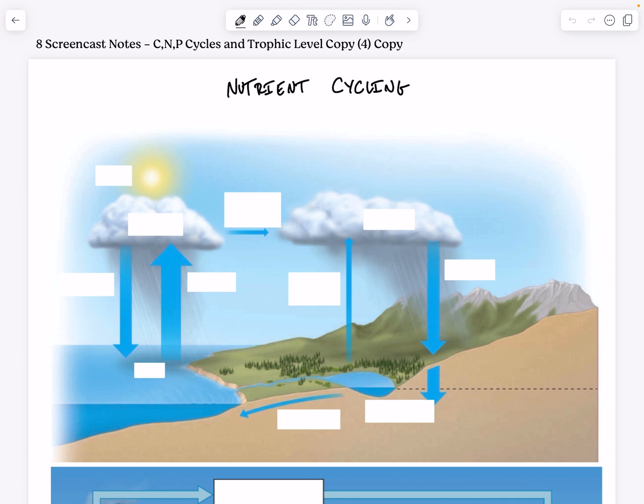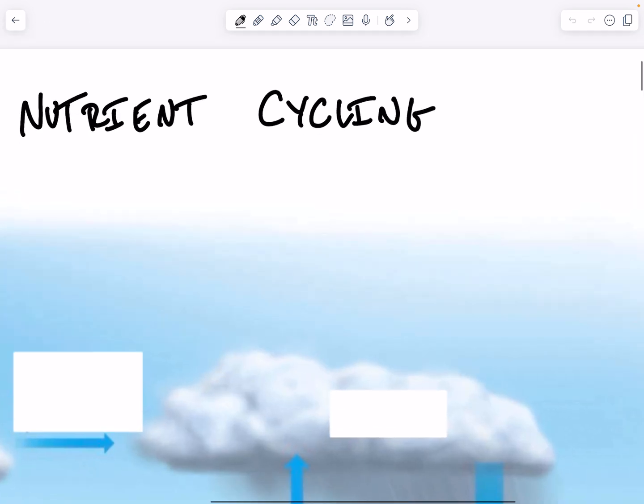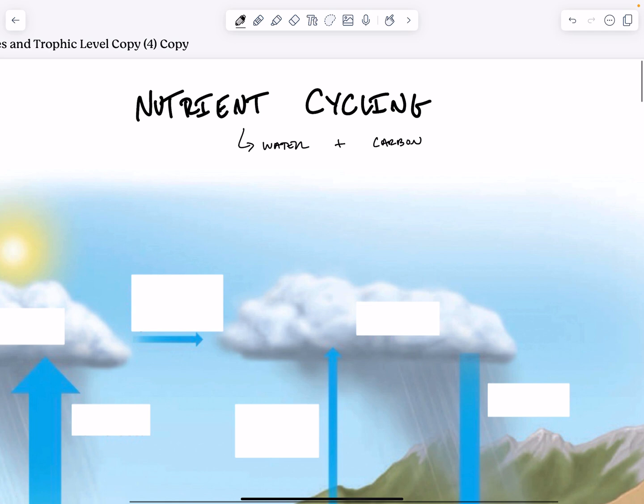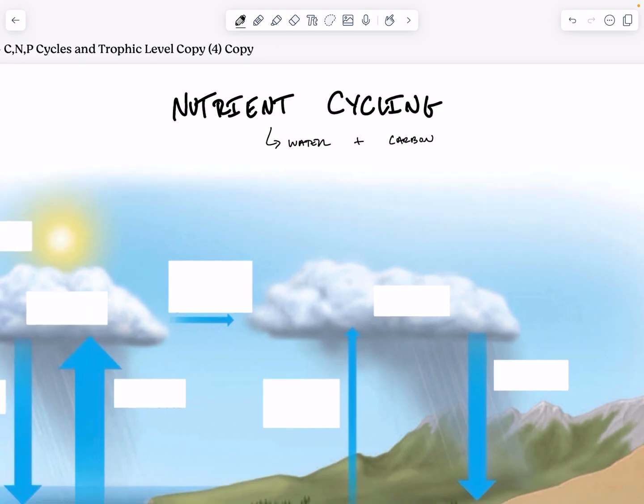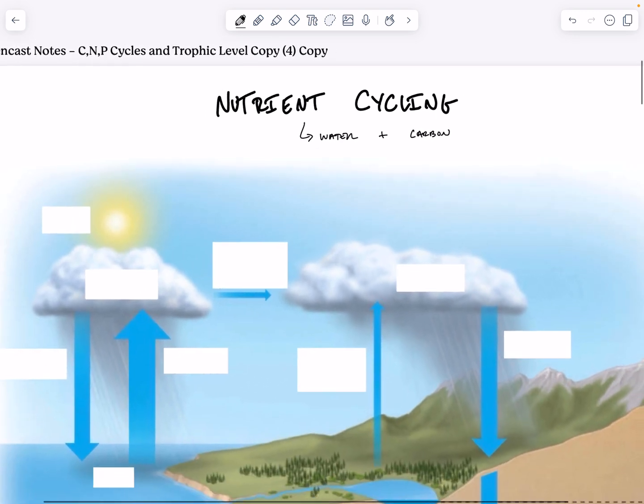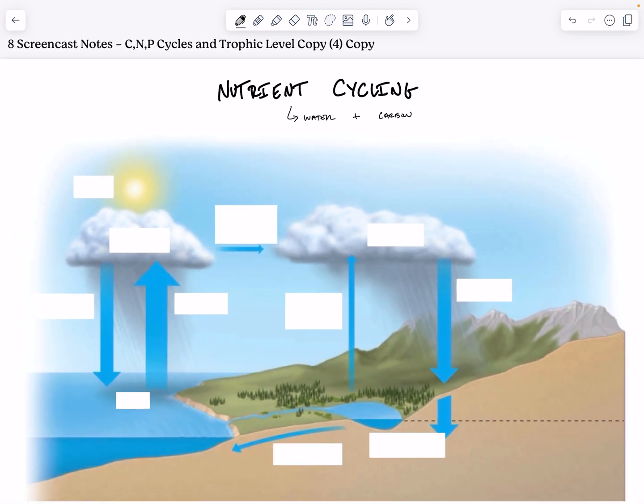So we've talked about energy flow through the ecosystem. You are familiar with the 10% trophic rule. And now we're going to talk a little bit about two different nutrient cycles. We're going to talk about water and carbon and how they cycle from abiotic reservoirs to biotic reservoirs, so non-living reservoirs and living reservoirs.